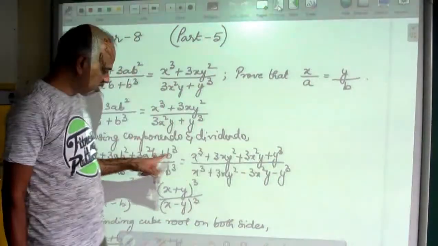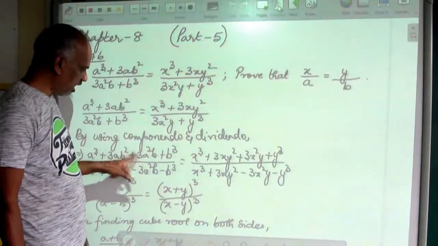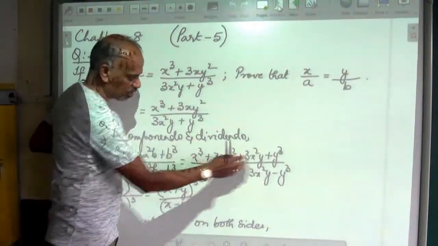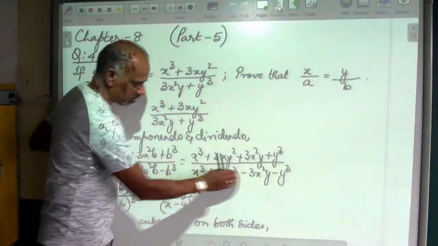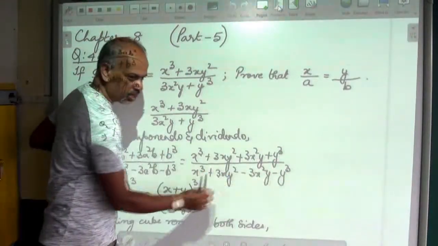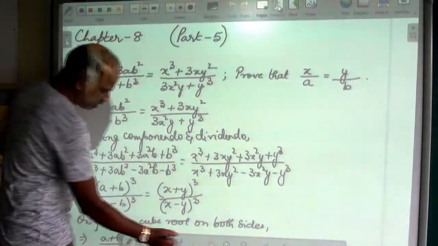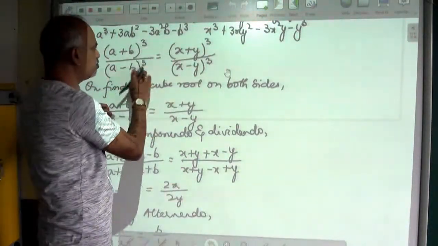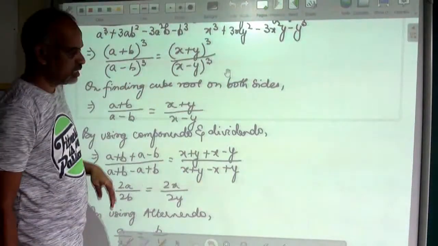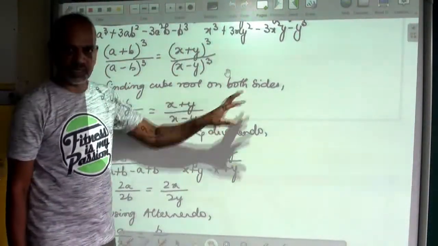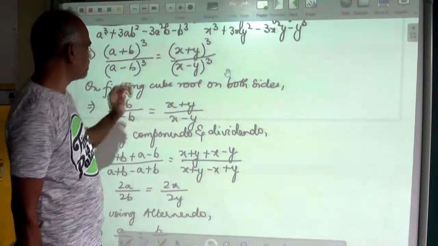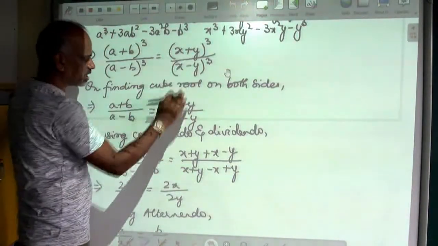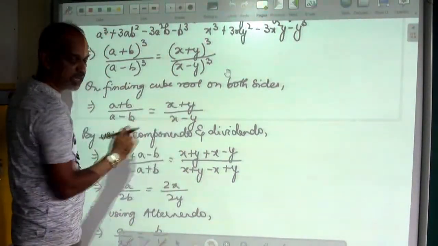This is also similar to this. Only thing is, instead of a and b you have x and y. So this is also an expansion. This is the expansion of (x plus y) whole cube, and this is the expansion of (x minus y) whole cube. Now if you notice, all these have cubes in them. So if you have to remove these cubes, you have to find cube root on both sides. So on finding cube root on both sides, this becomes a plus b, this becomes a minus b, this becomes x plus y, and this becomes x minus y.